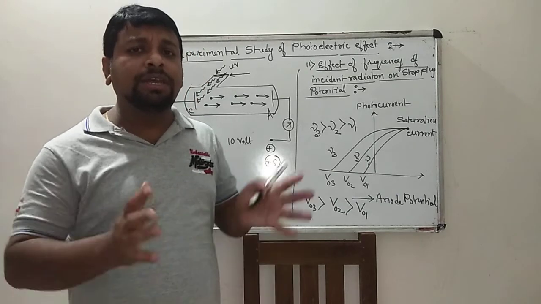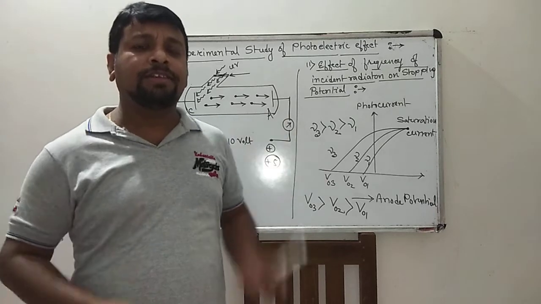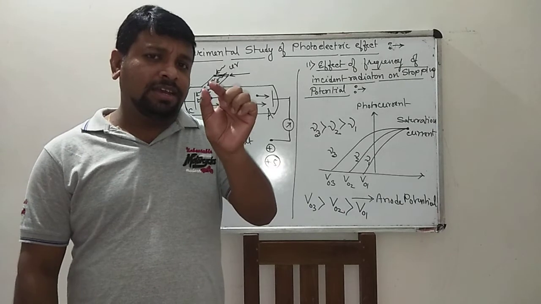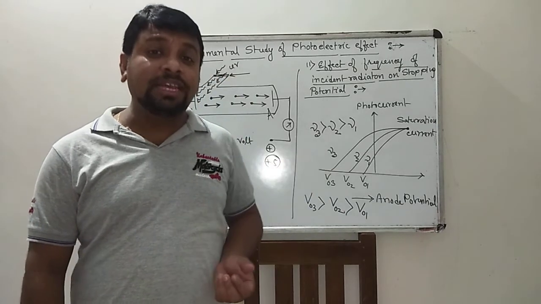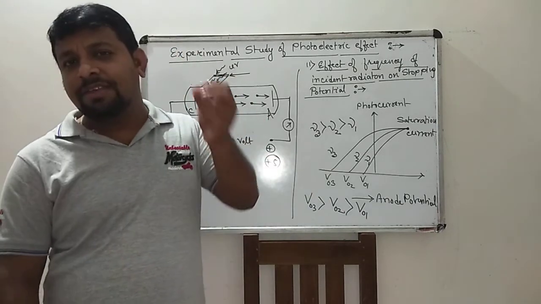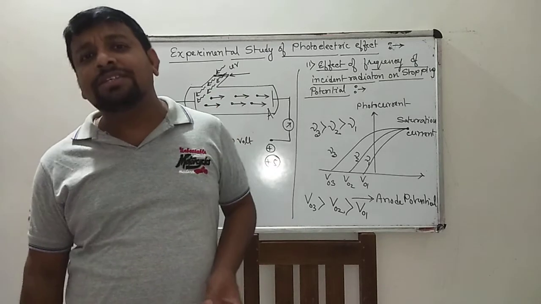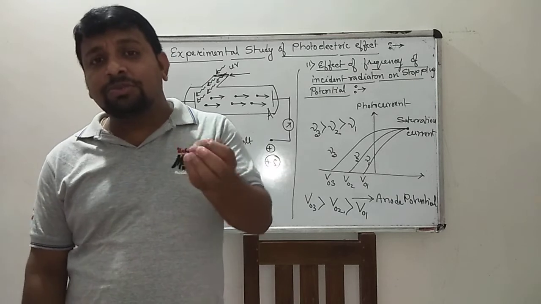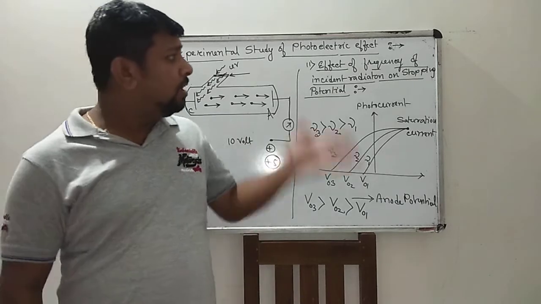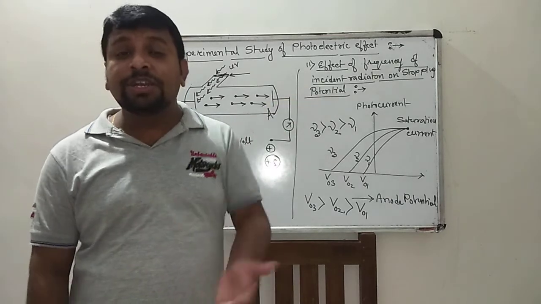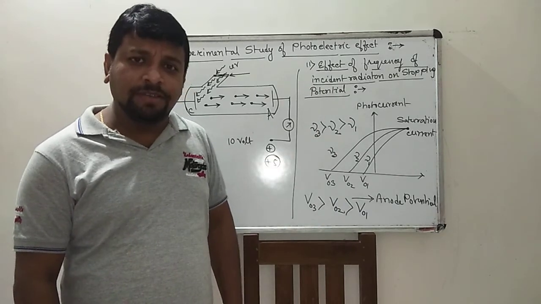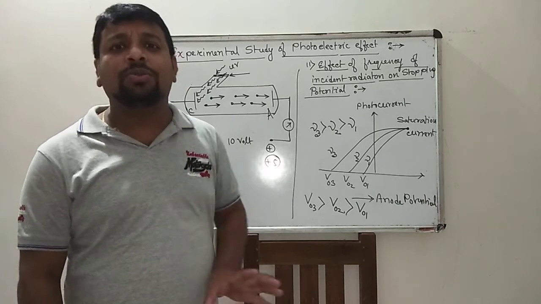These are the main observations of the photoelectric effect. First one: how the photocurrent is changed due to increasing intensity of light. Second: how the photocurrent is changed due to change in potential. Next: the effect of frequency of incident radiation on the stopping potential. Stopping potential is always negative.